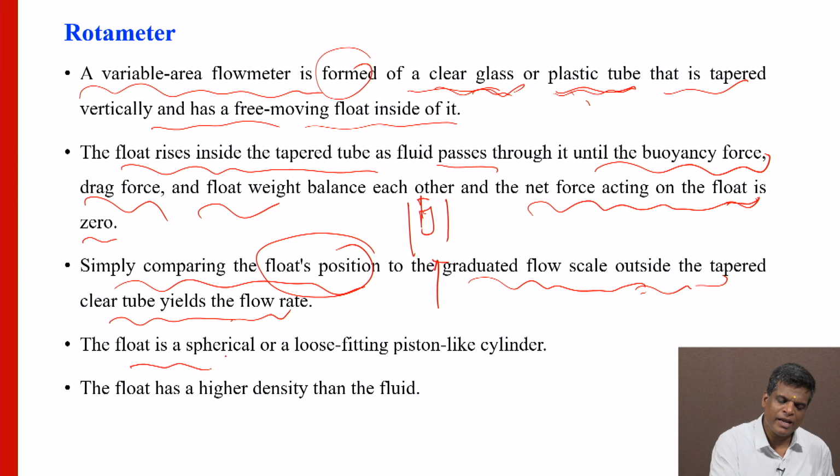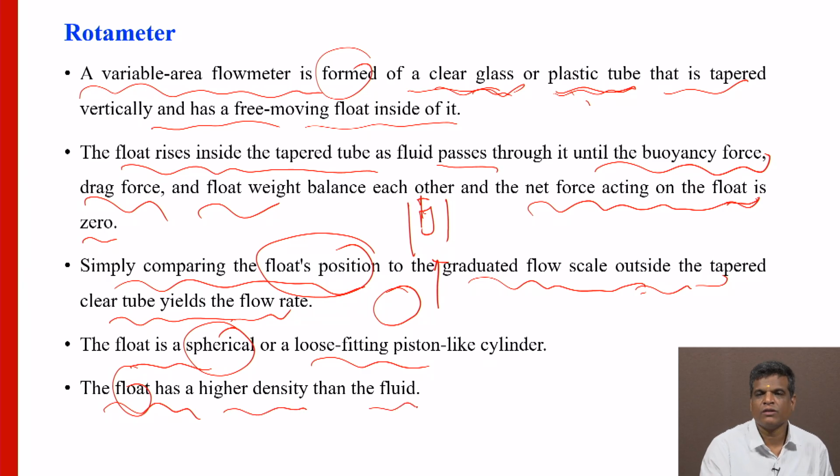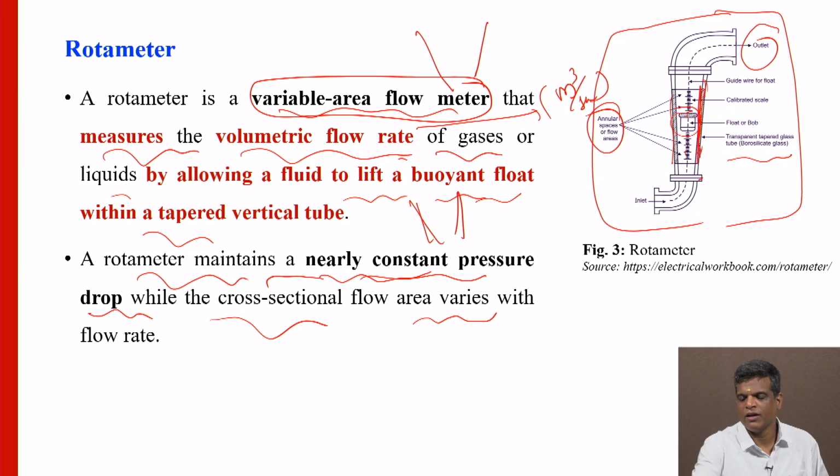The float may be spherical, or a loose fitting piston like cylinder. And this is a very important point: the float has a higher density than whatever fluid you are using. The float should have a higher density than the fluid, then only we can use it here. So this is a rotameter. We can see the tapered vertical tube and the float, and we can always see it from the outside.